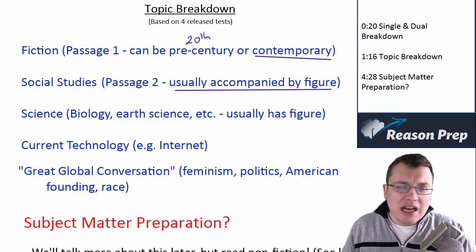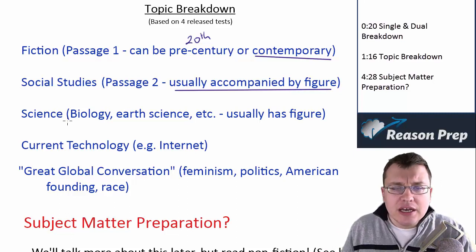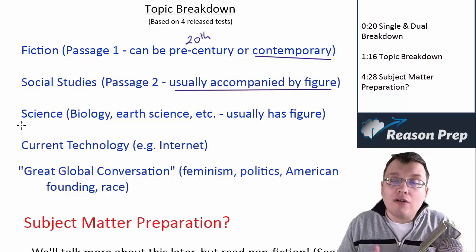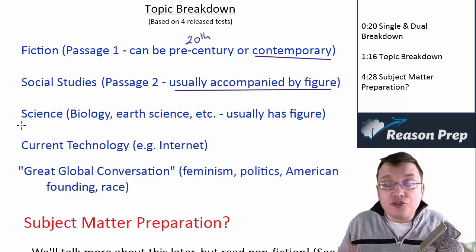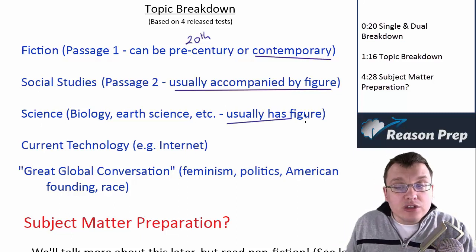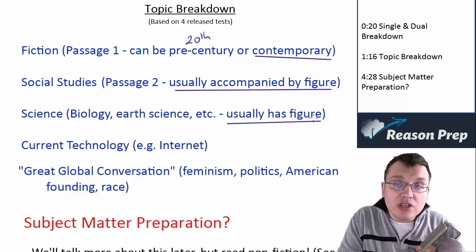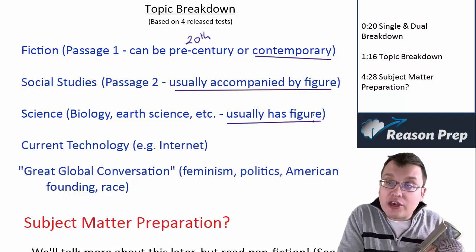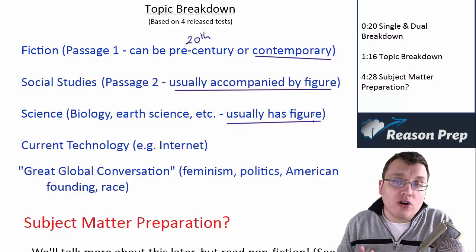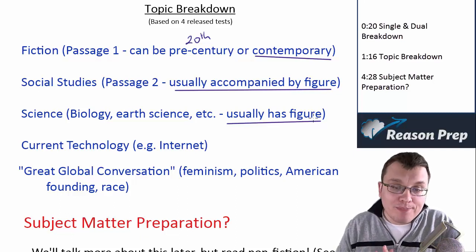The next passage, which is not necessarily passage 3, sometimes is a science passage. So something about biology, earth science, could be physics, could be chemistry. And again, usually this one has a figure. You're going to have your social science one have a figure or a chart, and then you're going to have your hard science one have a figure or a chart.